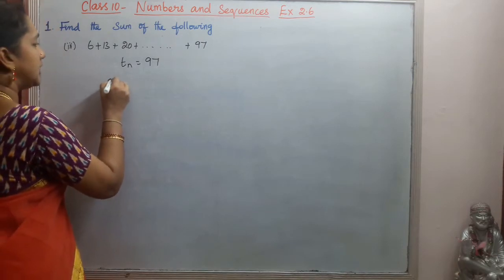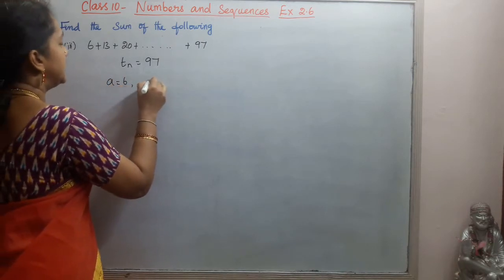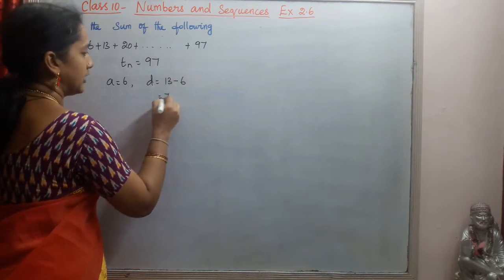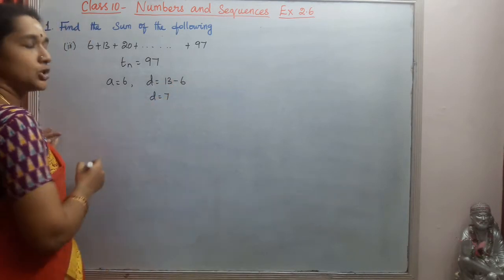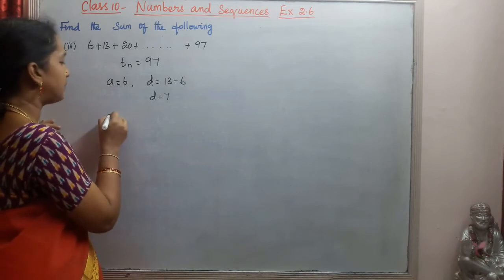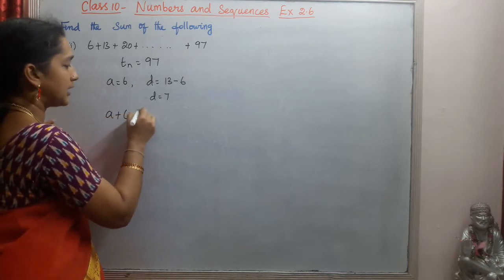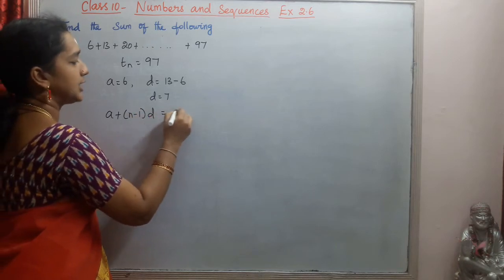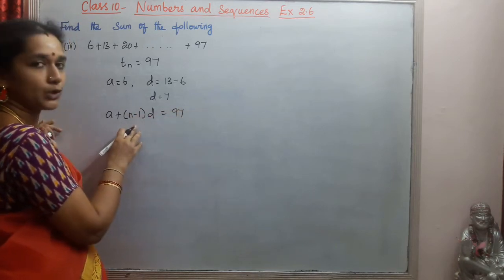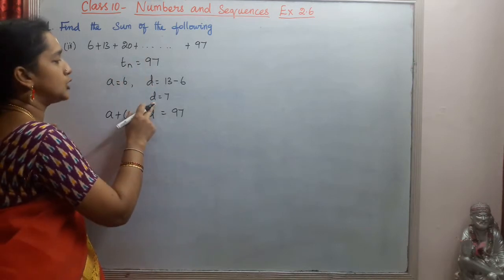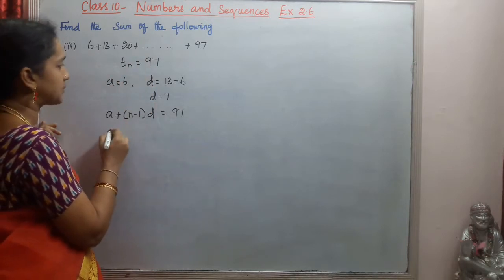So here a is equal to 6, d is equal to 13 minus 6, that is 7. So d is equal to 7. So the Tn formula is a plus n minus 1 into d. A plus n minus 1 into d is equal to 97. This is the Tn formula, and this Tn is equal to 97. So whatever values we got for a and d, we will substitute here.